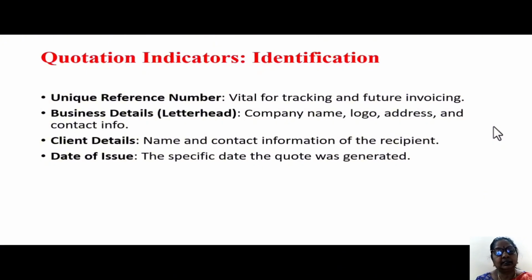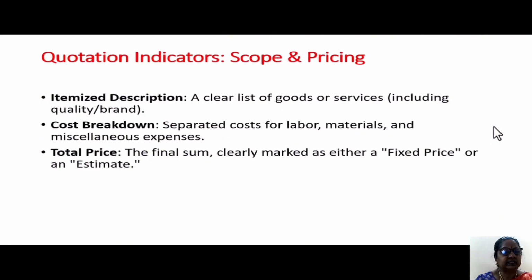Next, quotation indicators: the scope and pricing. Itemized description: suppose it is a quotation, then how should it be? If the letter is particularly for a quotation, we are giving the quotation about the products. Then we have some three, four items: item A, item B, item C, and what is the quantity and the rate and the discount rate. All those things will be very clearly mentioned. The cost breakdown should be very clearly mentioned, and what the total price will be. All those things will normally be mentioned in the quotation.